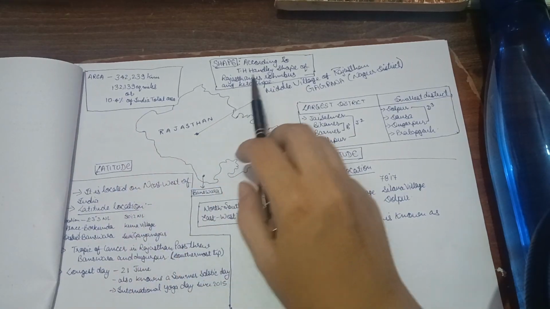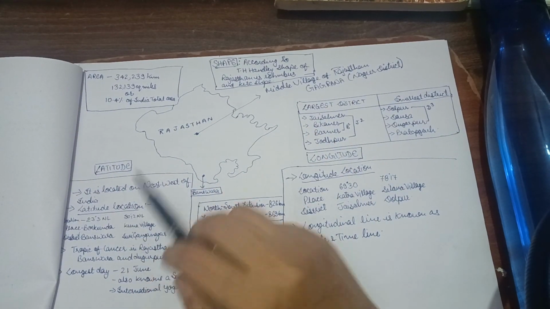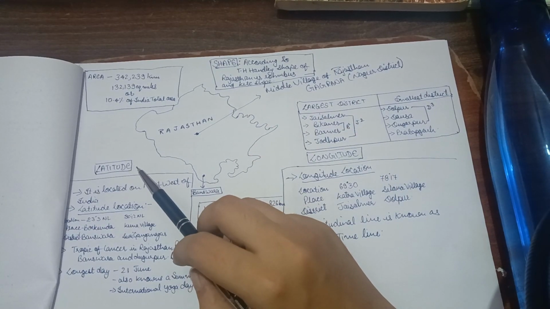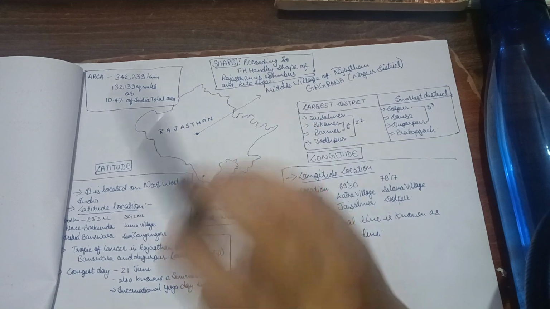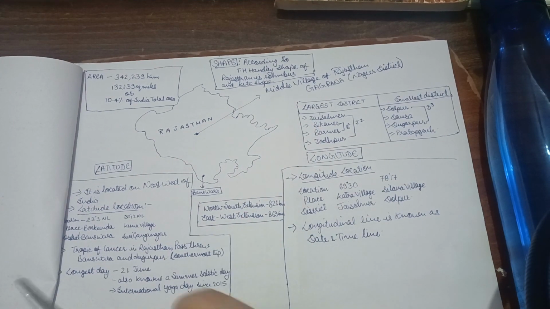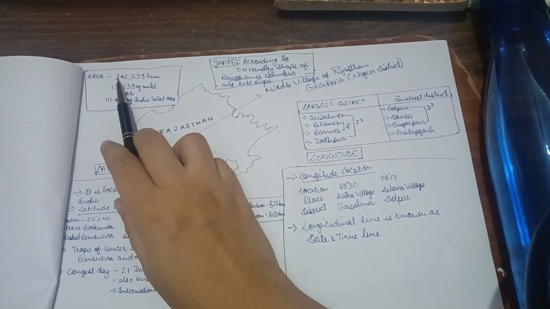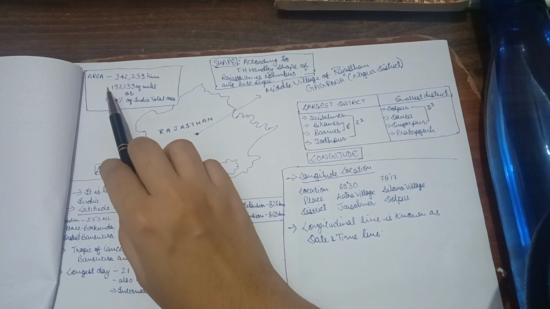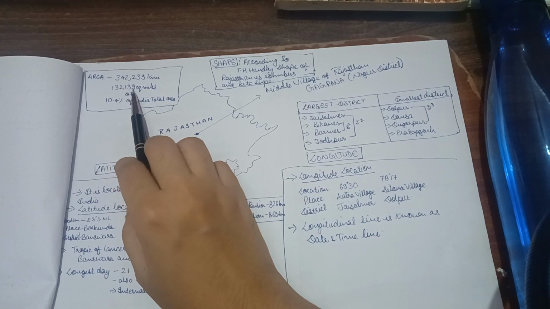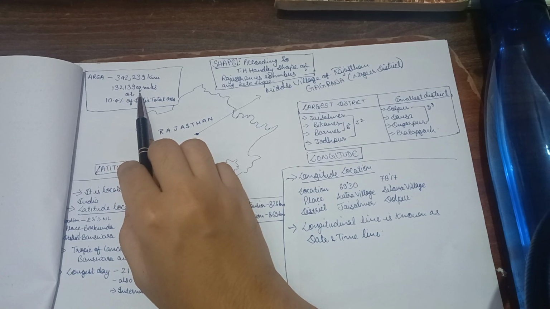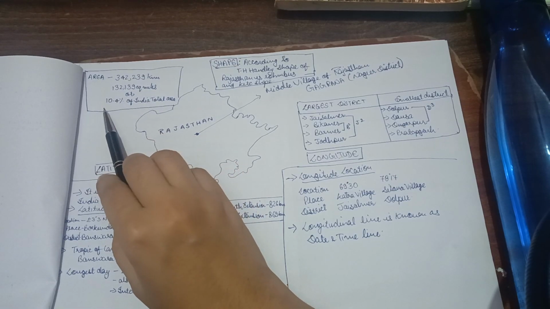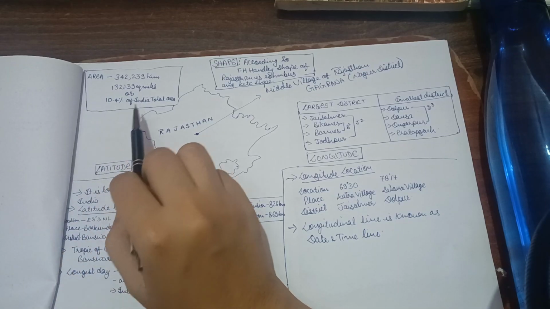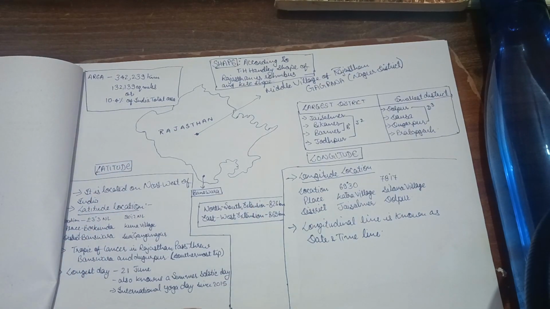Then, what is the shape of Rajasthan? According to T.H. Handley, the shape of Rajasthan is rhombus and also a kite shape. The area of Rajasthan in kilometers is 342,239 square kilometers. In miles, 132,139 square miles, or 10.4% of India's total area. This is the area of Rajasthan in three different ways.